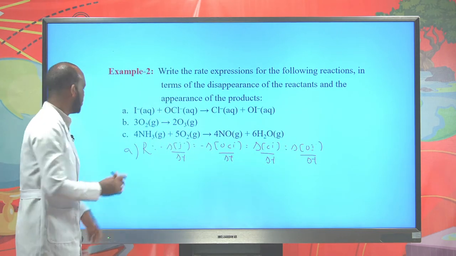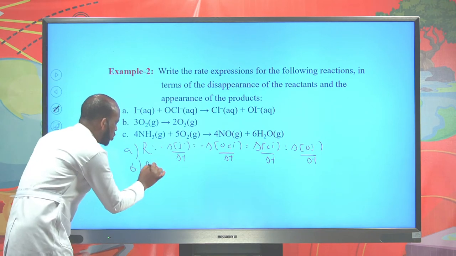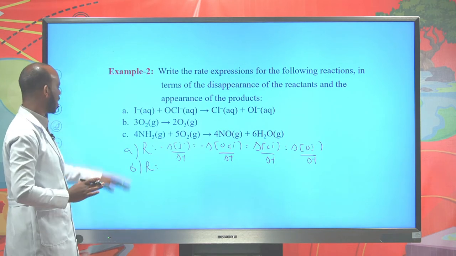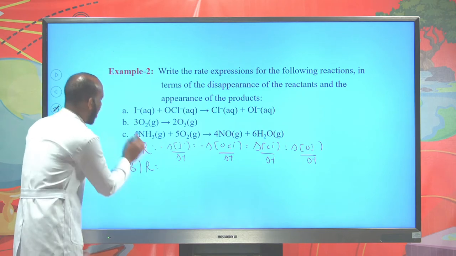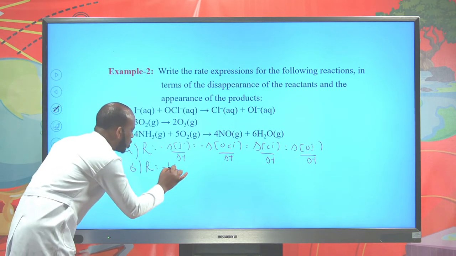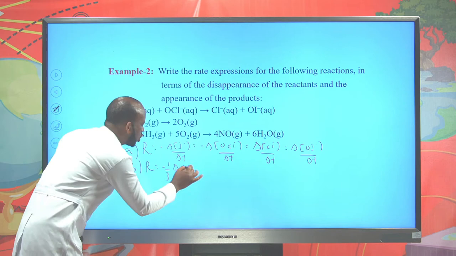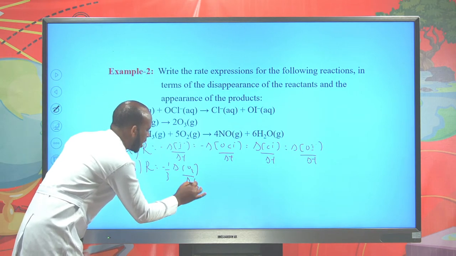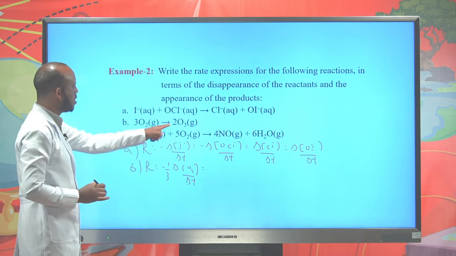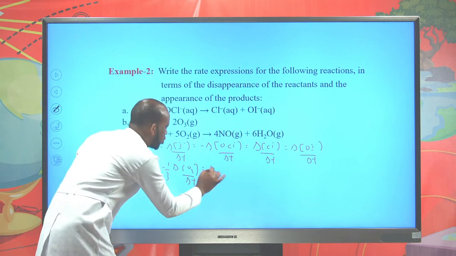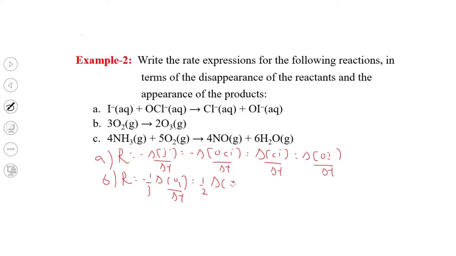This is the rate of a reaction in terms of disappearance of a reactant and in terms of appearance of a product. B, rate equals, in terms of disappearance of a reactant, minus 1 over 3 change in concentration of O2 divided by change in time, equals 1 over 2 times change in concentration of O3 divided by change in time.